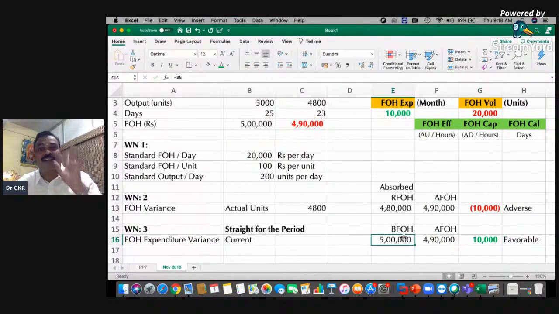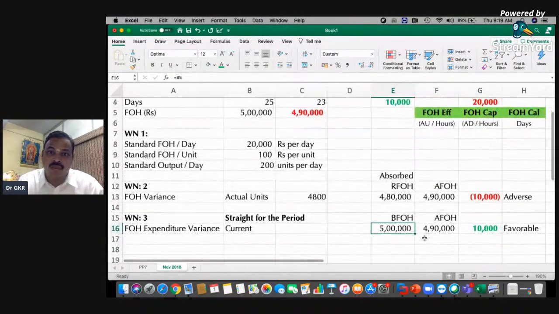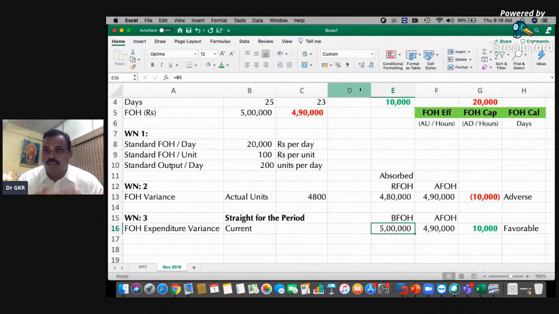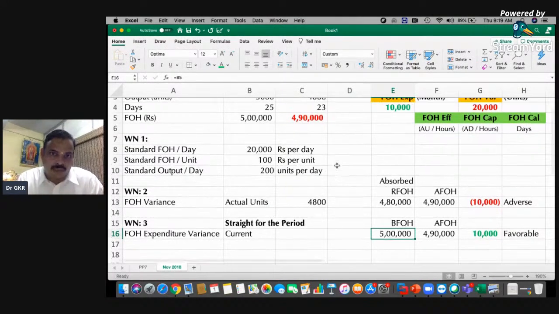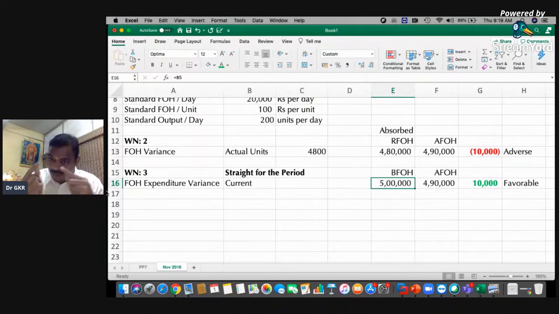Why? You should spend 5 lakhs for this month, but you have actually spent 490, because fixed overhead is always for a period. Fixed overhead is very, very interesting. It is a different breed of expenses. So the same logic from a material or labor perspective is different here, because we will not go by this logic. We will only go by units, hours, everything.